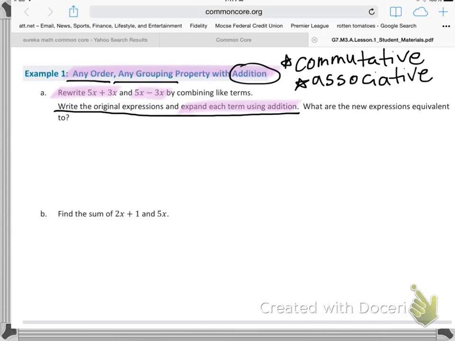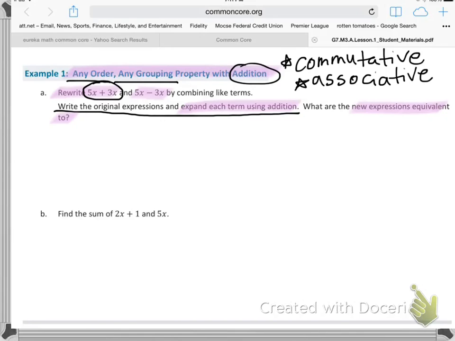Ask you, what are the new expressions equivalent to? Of course, these new expressions are going to be equivalent to the expressions we begin with. If they aren't, then we've done something wrong. So, what they're asking you to do here is something that's very laborious, in a sense.